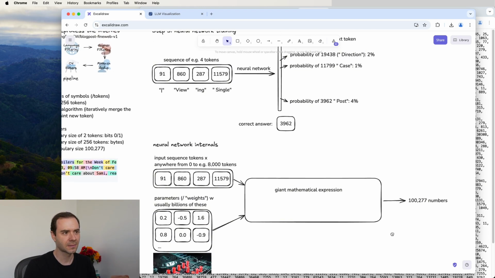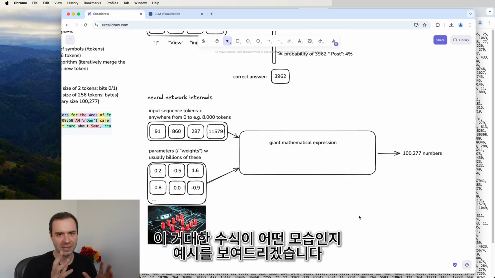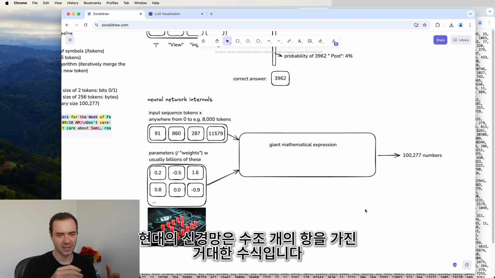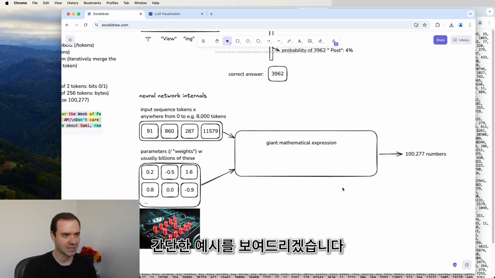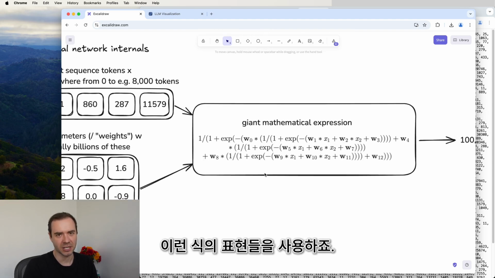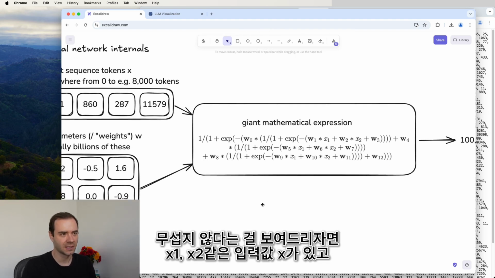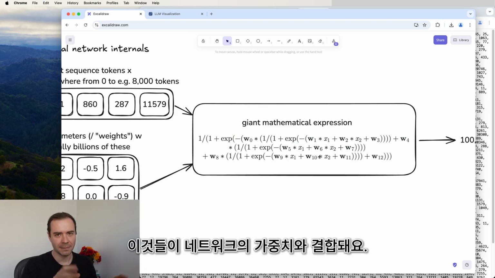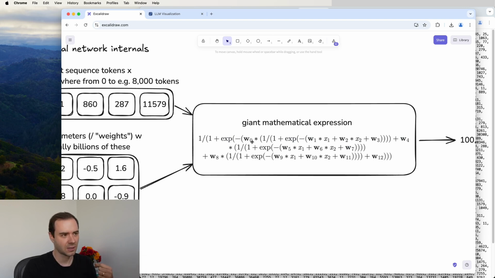of the training set. Now, let me just give you an example of what this giant mathematical expression looks like, just to give you a sense. Modern networks are massive expressions with trillions of terms probably. But let me just show you a simple example here. It would look something like this. I mean, these are the kinds of expressions, just to show you that it's not very scary. We have inputs X, like X1, X2, in this case, 2 example inputs, and they get mixed up with the weights of the network, W0, W1, W2, W3, etc.